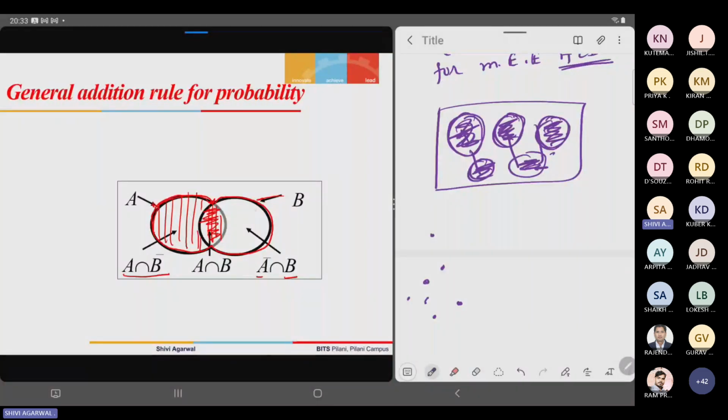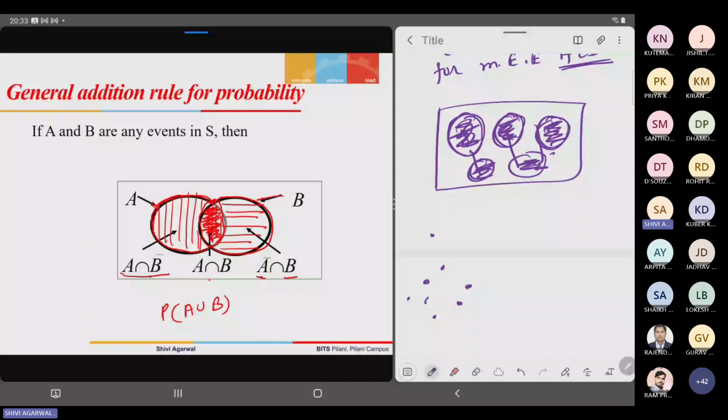A complement intersection B is what? This line. And A intersection B is this line here. Okay, the shaded region. This. And this is the probability of A union B, the whole three things here.